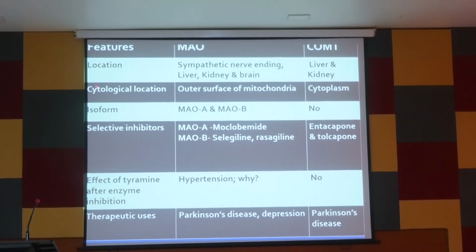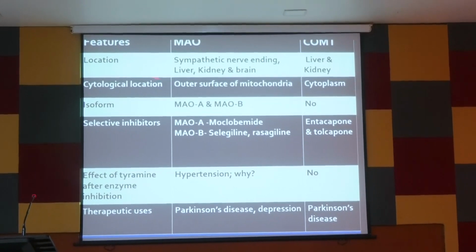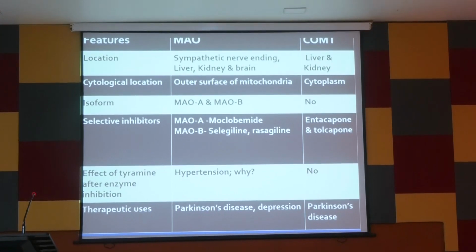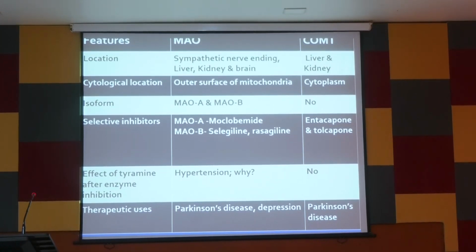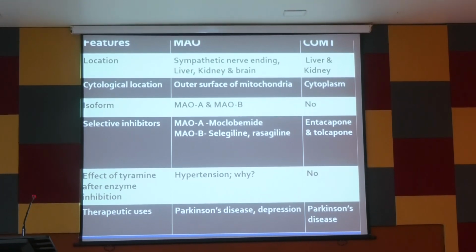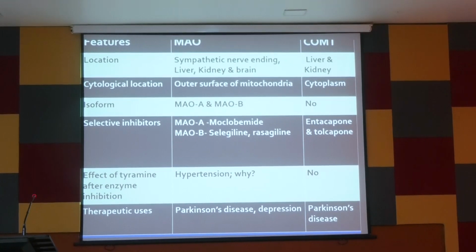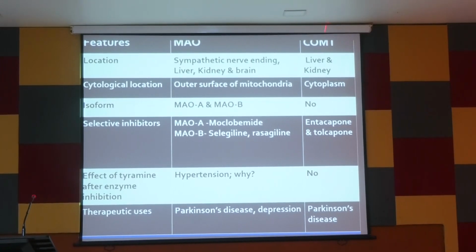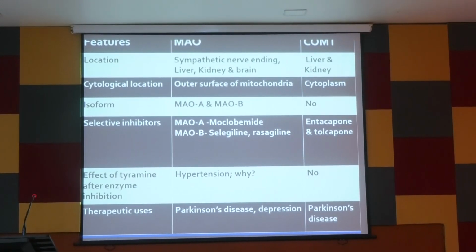The main difference is the location. MAO is in the nerve ending, liver, kidney and brain. But you never find COMT in the sympathetic nerve ending. It is only in the liver and kidney. Regarding isoforms, there are two isoforms of MAO, that is MAO-A and MAO-B, whereas COMT has only one isoform.